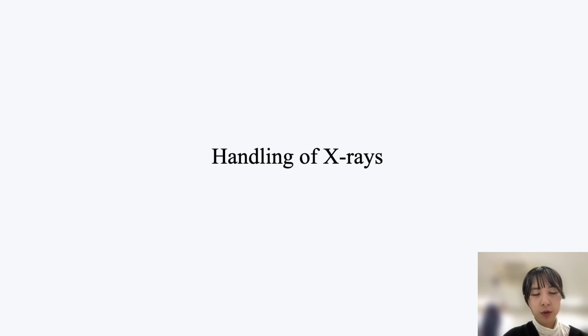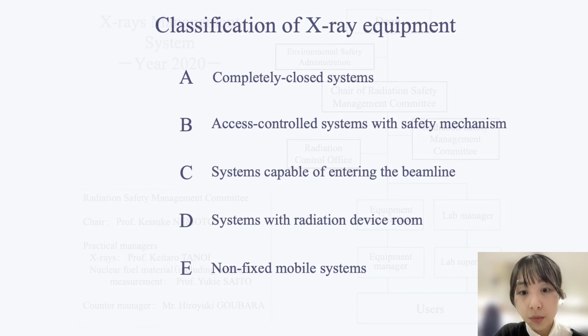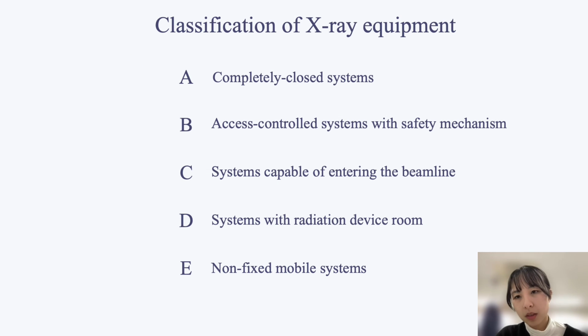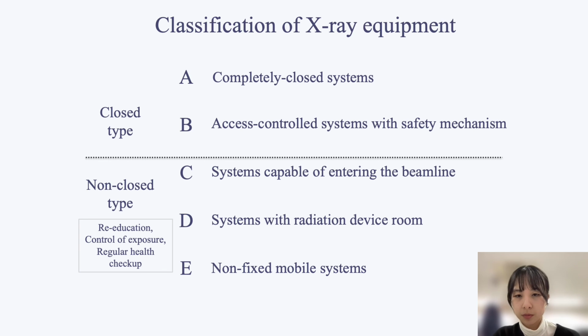Here are some instructions for the handling of X-rays. This is the management system of this year, and the chair of the Radiation Safety Management Committee is Professor Nemoto. The X-ray systems are classified into 5 categories. Users of non-closed type systems require retraining, exposure control, and regular health checkups.